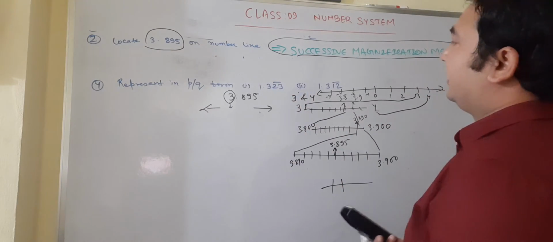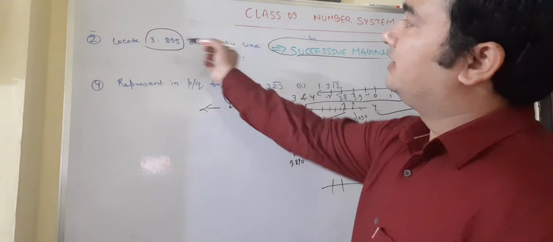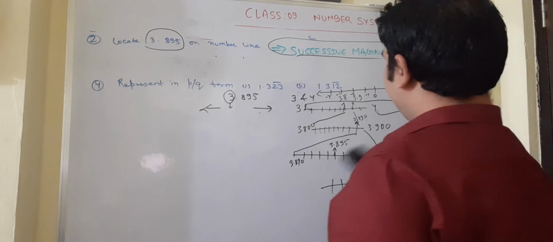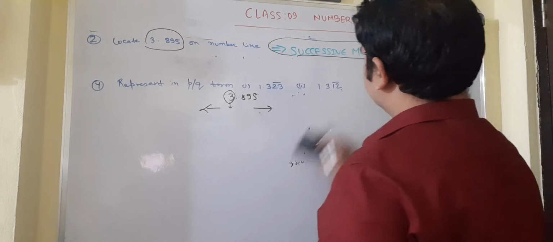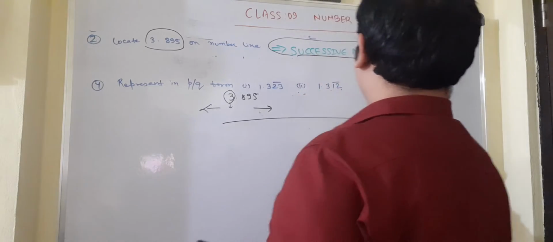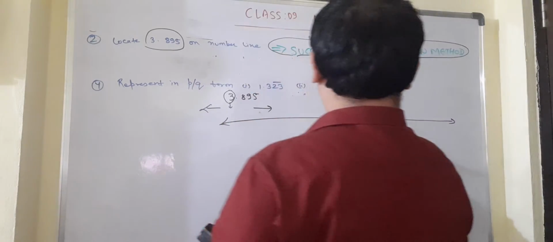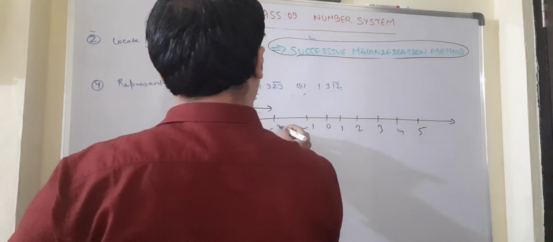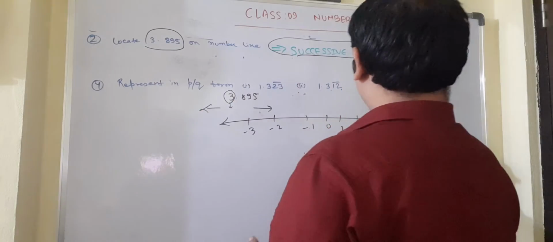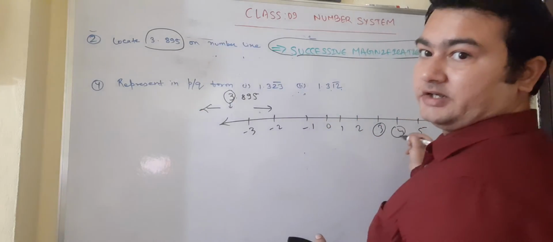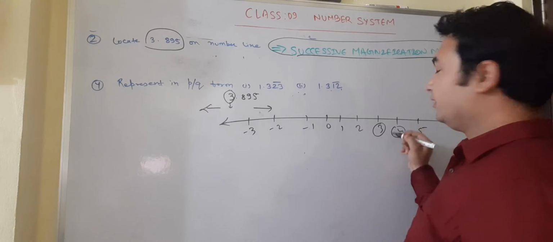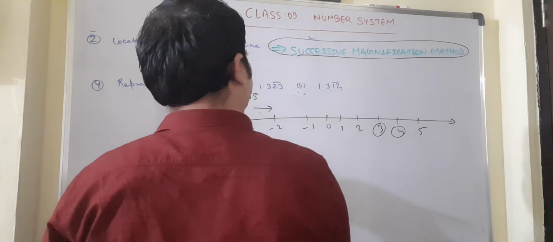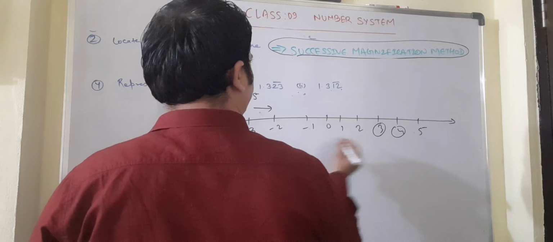Locate 3.895. So first see where the first digit is, 3. Where does 3 lie? Between 3 and 4. Draw a normal line: 0, 1, 2, 3, 4, 5, minus 1, minus 2, minus 3. It lies between this and this. Do not mark a circle over here like I am marking, because I am just showing you. But this arrow you have to mark in your exams whenever it is asked. So it is between 3 and 4.